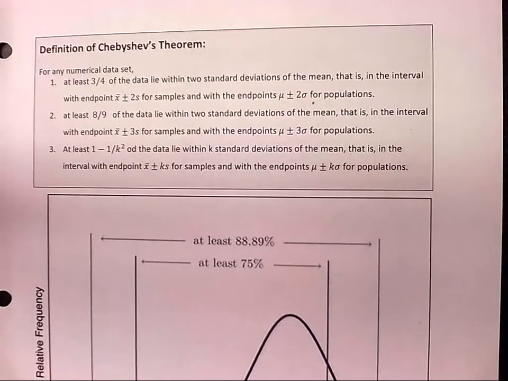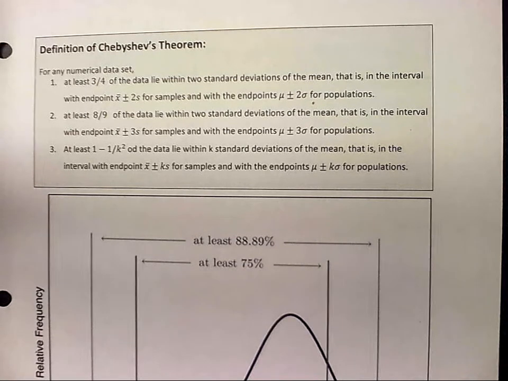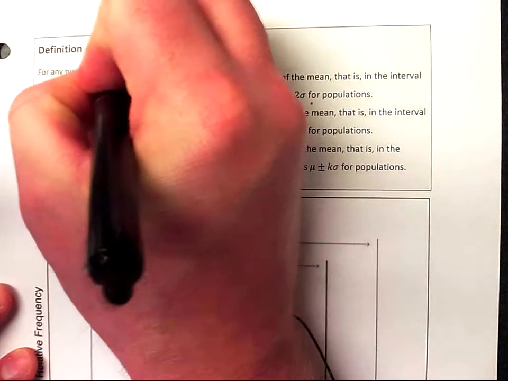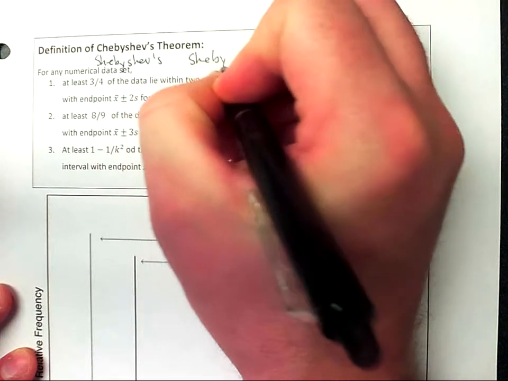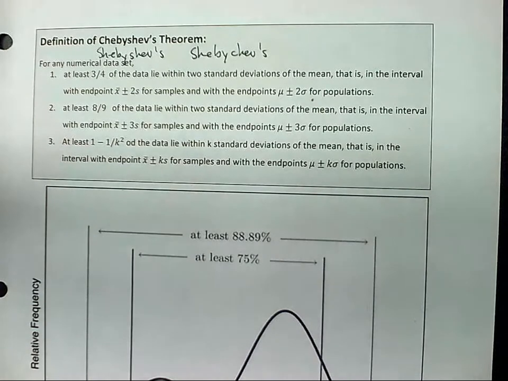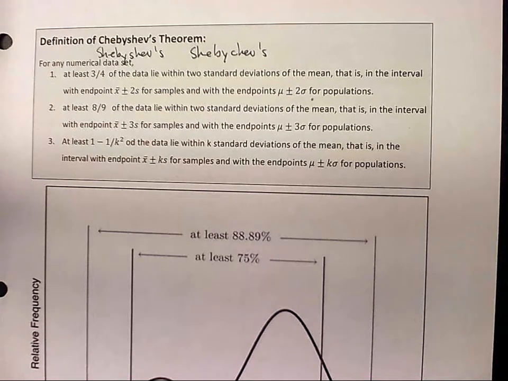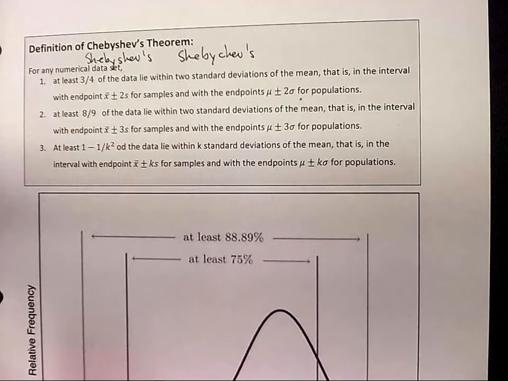The last thing that we have to do to finish up Chapter 2 is talk a little bit about Chebyshev's theorem. Sometimes you see it spelled a little bit differently, with lots of different spellings between SH's and CH's, primarily because Chebyshev was a Russian mathematician, and the Russian alphabet is a little bit different than the alphabet that we use. What does Chebyshev's theorem tell us?